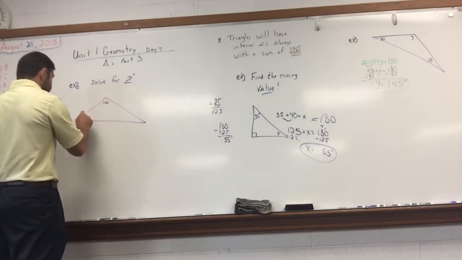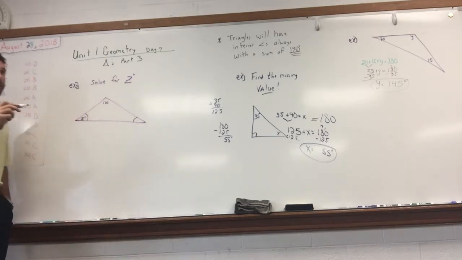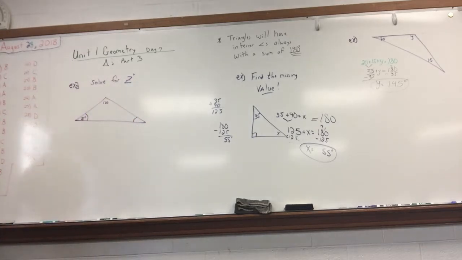100 degrees, z degrees. And we've got two congruent angles. So I'm going to ask again, what does congruent mean? I need a show of hands. I need more than 2, more than 5, more than 7. I need a bunch of hands. What does congruent mean? Taylor? Exactly the same.